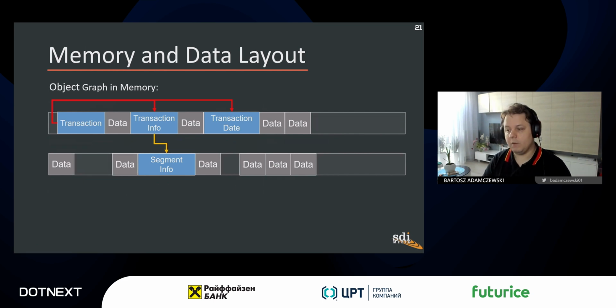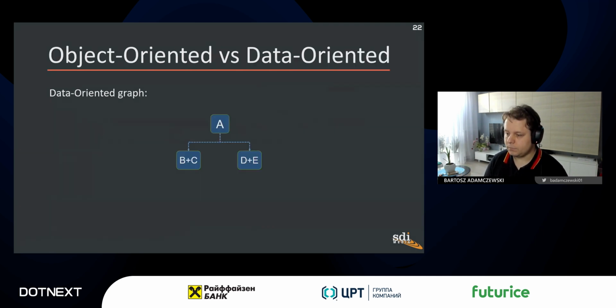In terms, again, of memory layout, this would look something like this. In order to get the segment, we would need to start from the transaction, then go to transaction info, then move the pointer to segment info. So this is what we have to do in order to access that. That's not always bad, by the way, but in terms of performance, that can take a hit. So you have to keep that in mind.